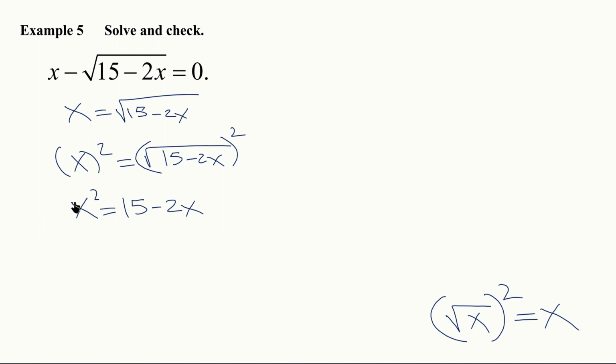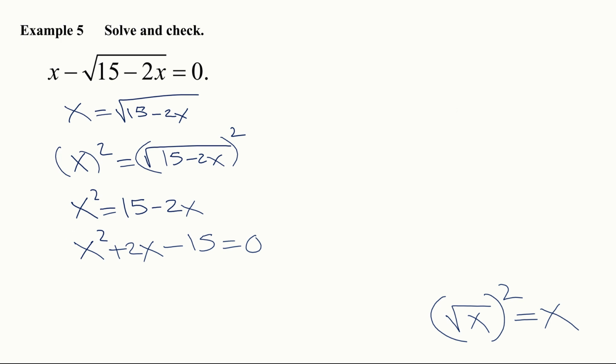It's a higher order equation, so we need to move everything to the left side and see if we can factor. So we move the negative 2x, it becomes positive 2x. We move the 15 to the left side, becomes negative 15. And of course, we're just adding 2x and subtracting 15 from both sides at the same time.